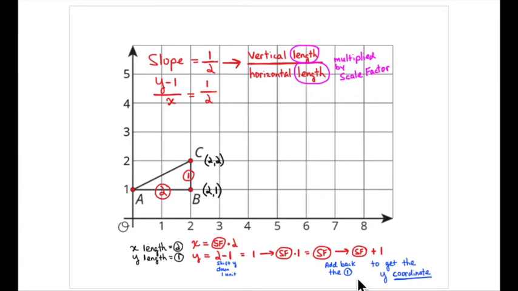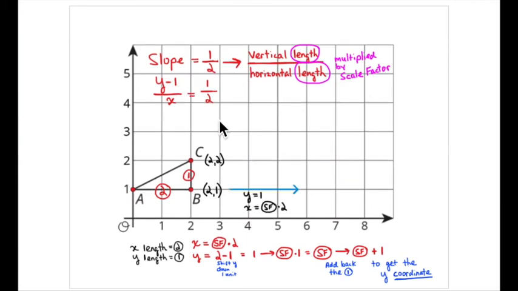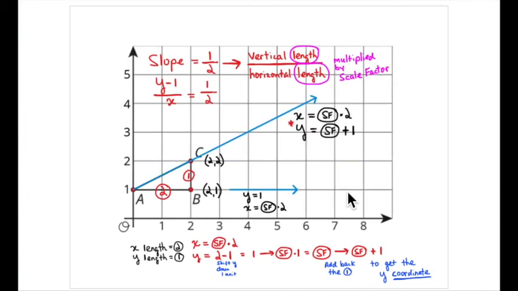So you have to add that 1 back from the equation. You subtracted 1 to get the vertical distance. Then you have to add that 1 back to get the coordinate. So the x value is the scale factor times 2. In this case, along this axis, y is equal to 1.